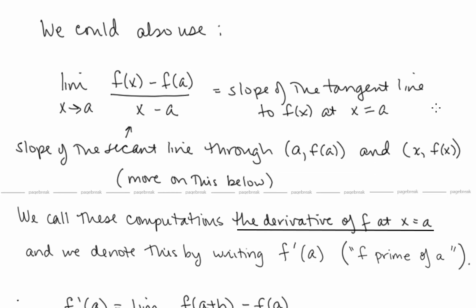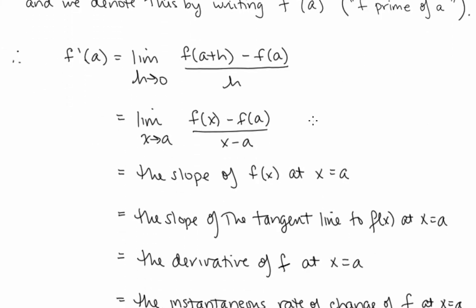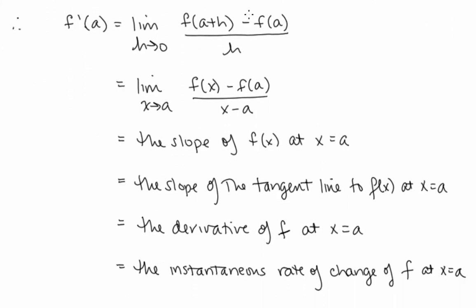So we have two formulas that we can use, and we're going to talk a little bit more about them in another minute or so. But first I want to mention that these computations are called the derivative of f at x = a. And we denote this by writing f'(a). So what we're saying is that all of these mean the same thing. f'(a) is the limit as h goes to 0 of f(a + h) - f(a) over h. We could also use instead this limit, limit as x goes to a, f(x) - f(a) over x - a.